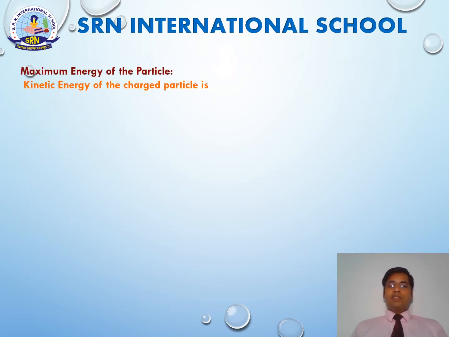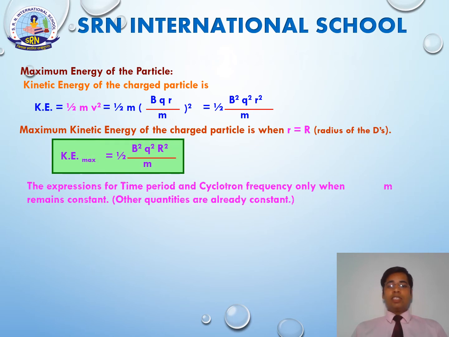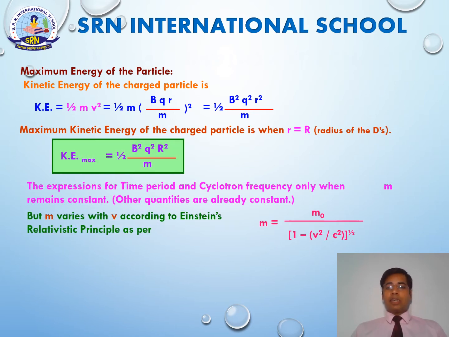If this frequency is varied in synchronization with the variation of mass of the charged particle by maintaining the magnetic field as constant to have resonance, then the cyclotron is called synchrocyclotron. If the magnetic field is varied in synchronization with the mass of the charged particle by maintaining frequency as constant to have resonance, then the cyclotron is called isochronous cyclotron.